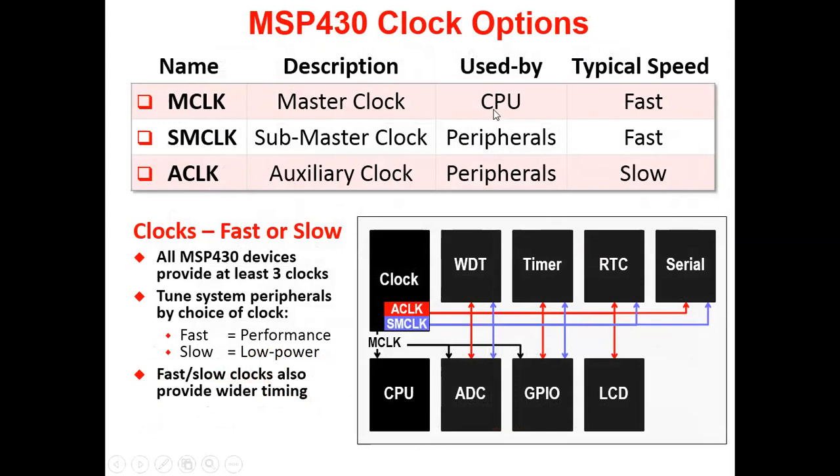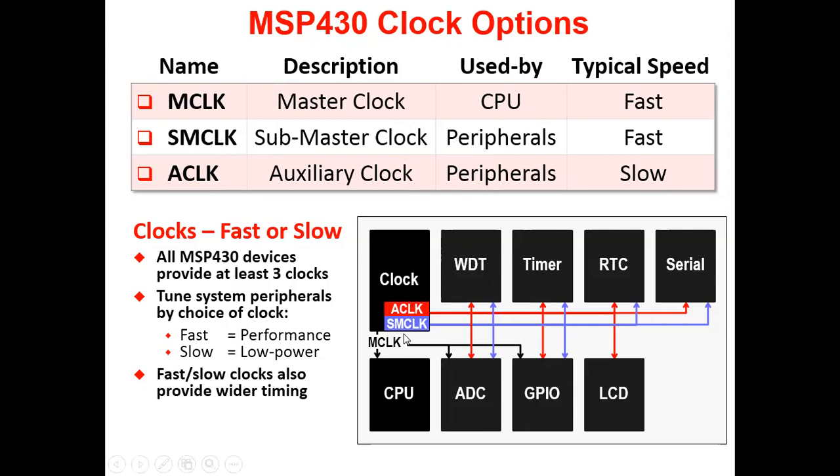The master clock is generally used by the CPU, and some other fast peripherals also use this M clock. Coming to the submaster clock, this is used by peripherals which require high speed. And the peripherals which require low speed can use the auxiliary clock. In this way, the three clocks satisfy the requirements of various peripherals and modules of the MSP430.